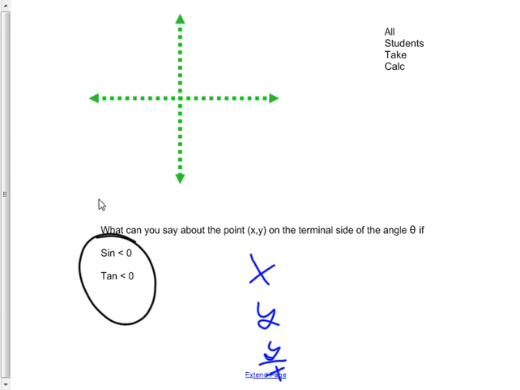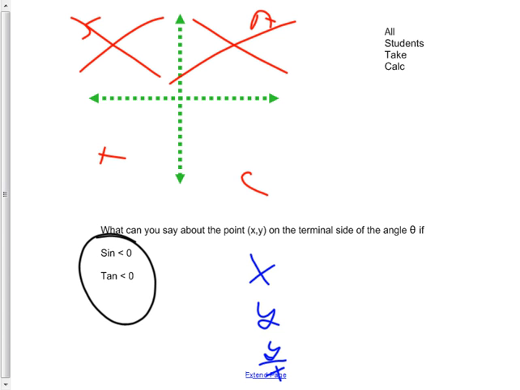So anyway, back to what did you figure out about these? I hope you figured out sine is negative. Students, take calc. Sine's negative, so it can't be here, can't be here. Where could it be negative? There or there. But tangent has to be negative, so it can't be there either. So I must be over here.